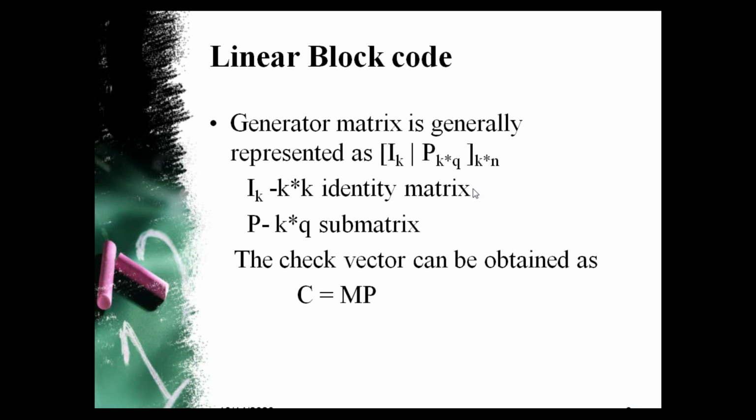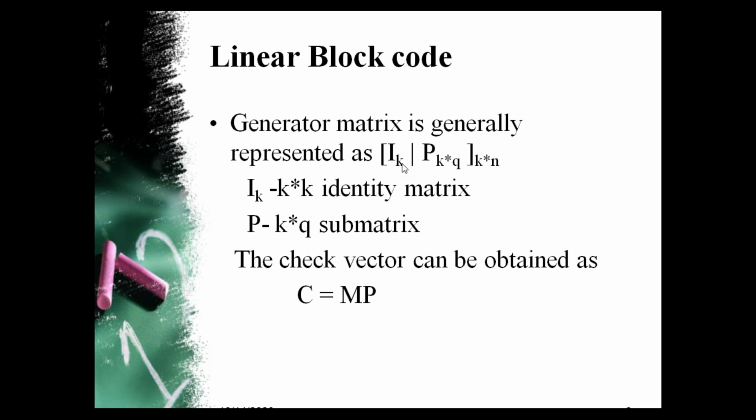Then the remaining part: we know the order, the size of the generator matrix, is k by n. Okay, k by n is the order of the generator matrix. Therefore, the initial part is k, then the remaining part will be a matrix of the order k by q. Here q is equal to n minus k. I hope that is clear. For every generator matrix, the initial part is an identity matrix of the order k.